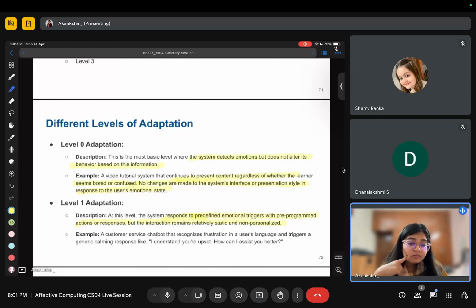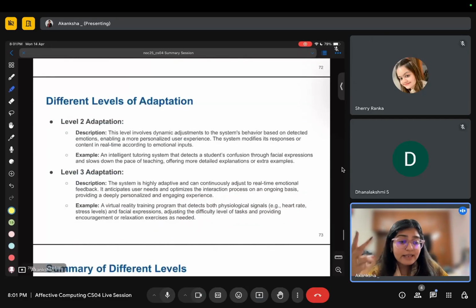तो कस्टमर सर्विस है अगर चैटबॉट है, ठीक है, सो लेट्स से इट डिटेक्ट्स योर फ्रस्ट्रेशन, ठीक है, तो फ्रस्ट्रेशन में वो क्या बोलते हैं, आई अंडरस्टैंड योर अपसेट, हाउ कैन आई असिस्ट यू बेटर. तो इट इज़ सेंसिंग that you are upset, but then it is not like doing anything, it is just how can I assist you, and this will do to every person same response. ठीक है, then comes level 2.